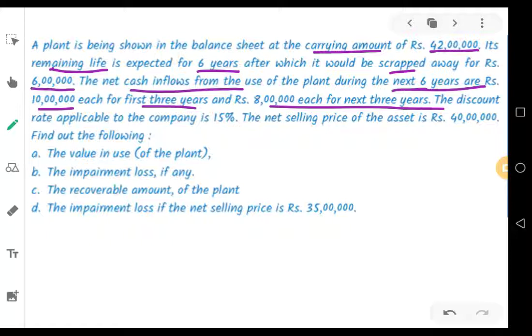The discount rate applicable to the company is 15%. Discount rate is given to discount the future cash flows by using present value factors. The net selling price of the asset is 40 lakhs. Net selling price is given to find out the fair value by subtracting cost of disposal. If there is no cost of disposal, selling price itself will be the fair value.